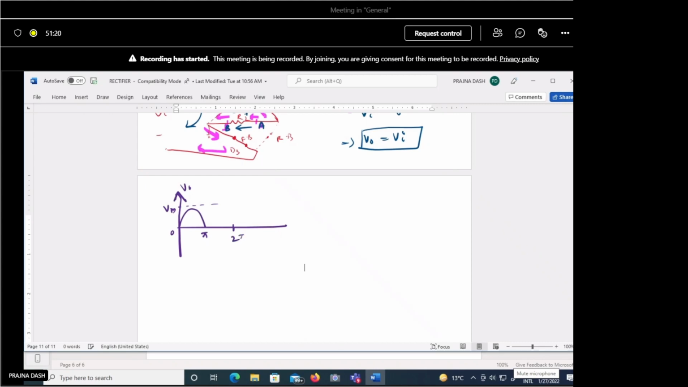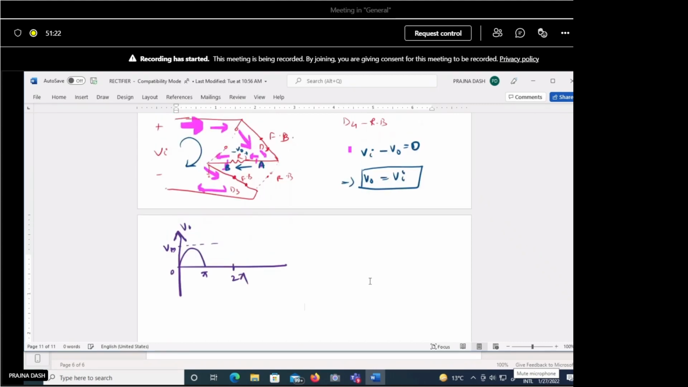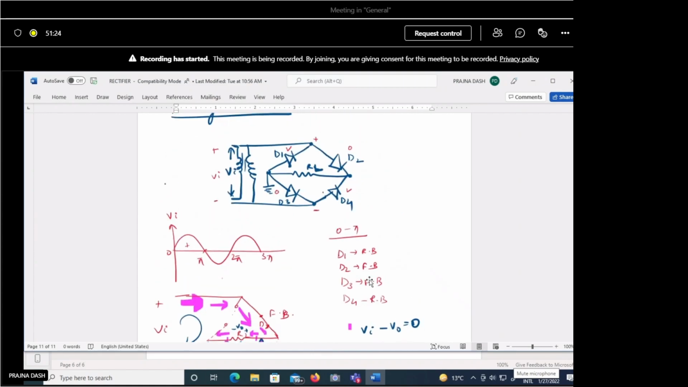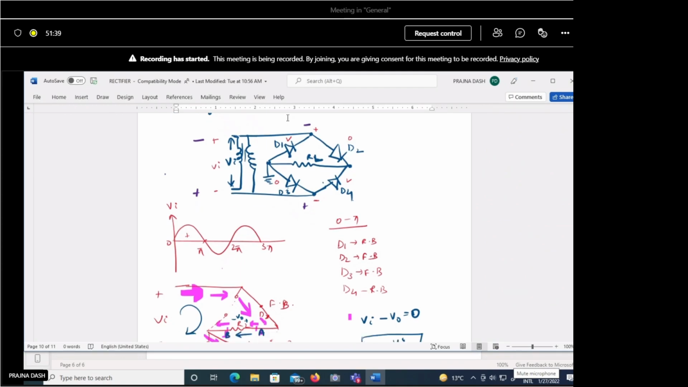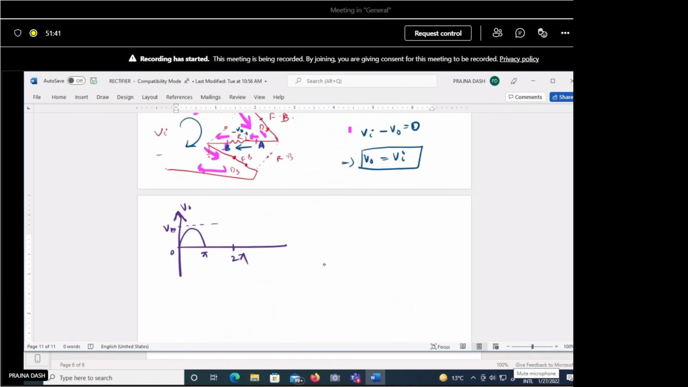Again pi to 2 pi we will consider. For the negative half cycle, this terminal will be negative and this terminal will be positive. So it is just the opposite. Here D4 and D1 become forward biased and these two diodes become reverse biased. So the circuit condition will be like this.